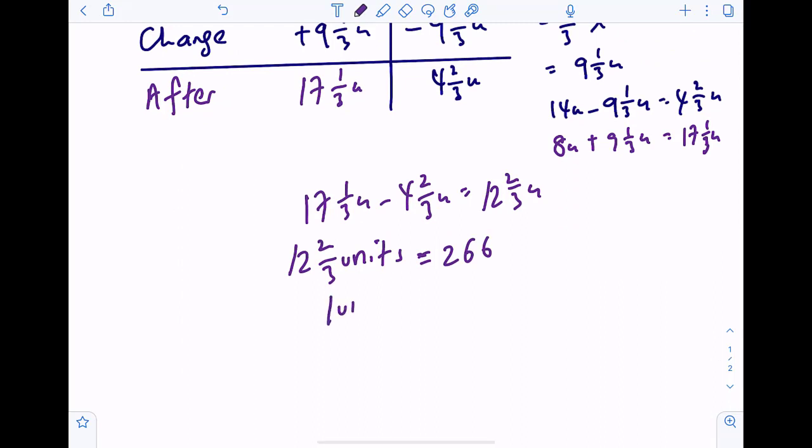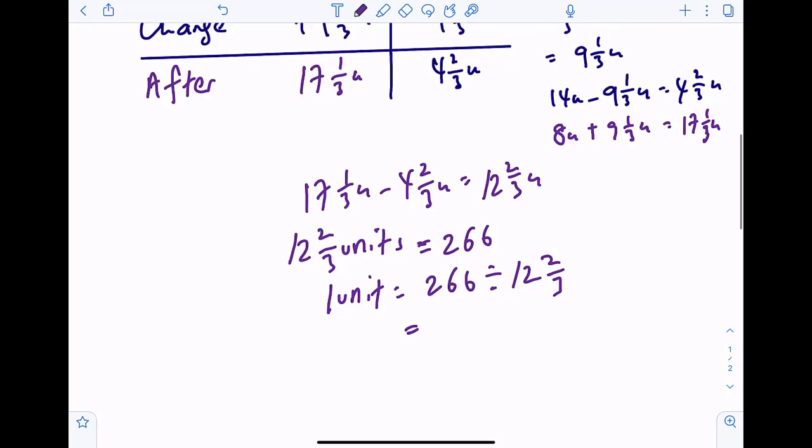1 unit will be 266 divided by 12 whole 2/3. Okay, you can use a calculator because this is a problem sum. It is 21. So 1 unit of sweets is basically representing 21 sweets.